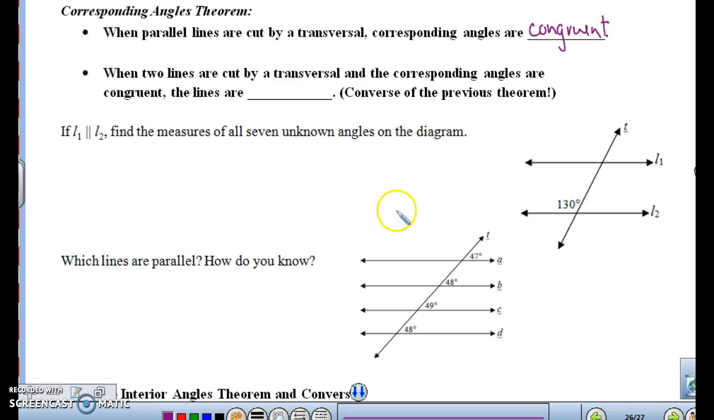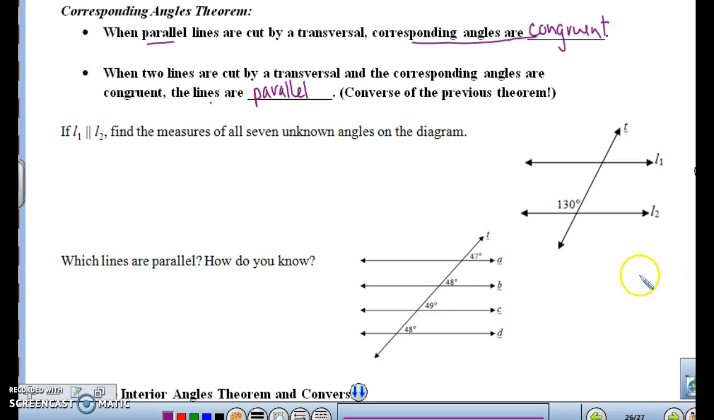Now, the converse of this theorem, which means if you switch it around: if two lines are cut by a transversal and the corresponding angles are congruent, the lines will be parallel. So we can use this theorem two ways. If we know we have parallel lines, we can say the corresponding angles are congruent. And if we know that the corresponding angles are congruent, we can say the lines are parallel. So that's a very handy reason that we can use in proofs later on.